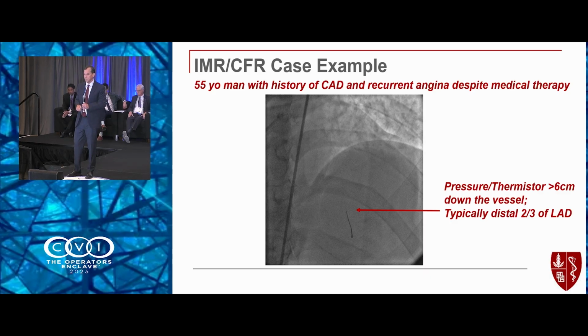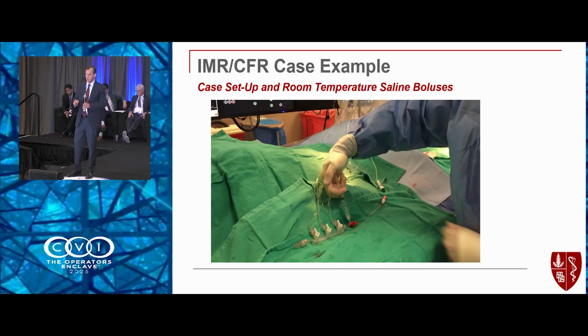So this is where we position a wire. This is a 55-year-old man who had a history of coronary disease but was having recurrent angina despite medical therapy. This is how we set it up. We'll have a transducer, or the manifold with a 3-way stopcock connected to the back, and a 3 cc syringe.